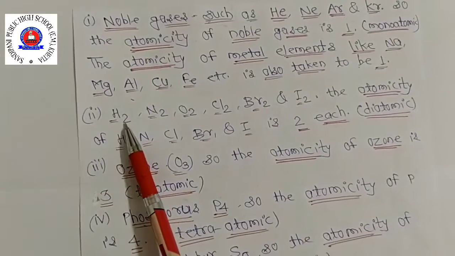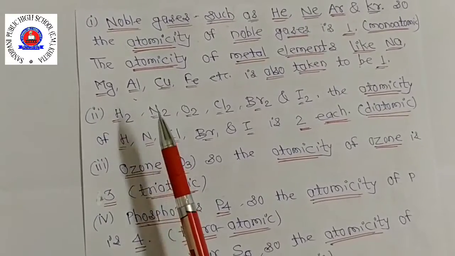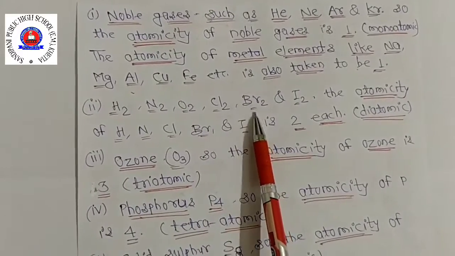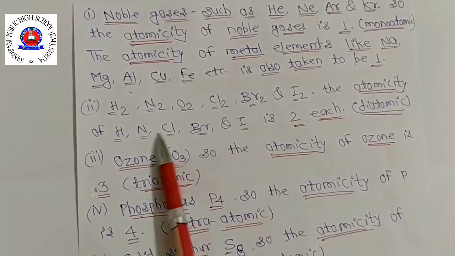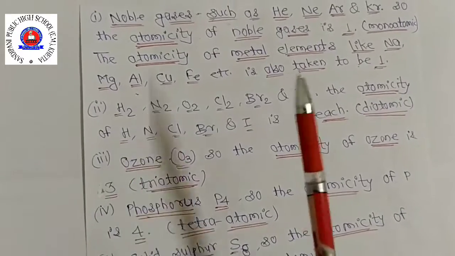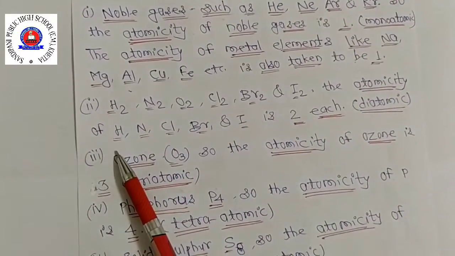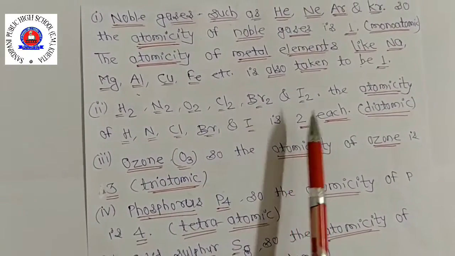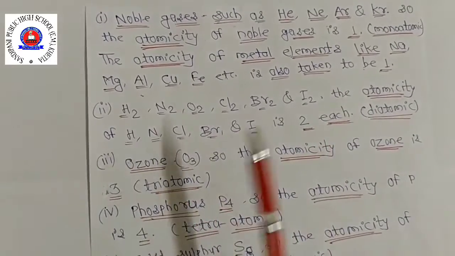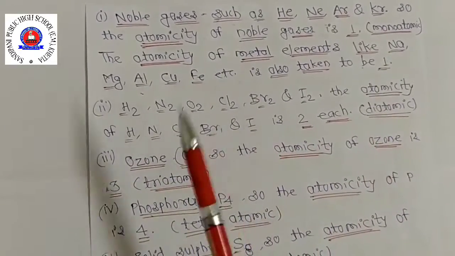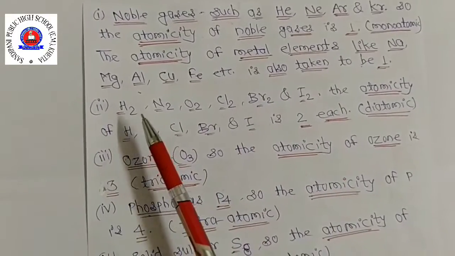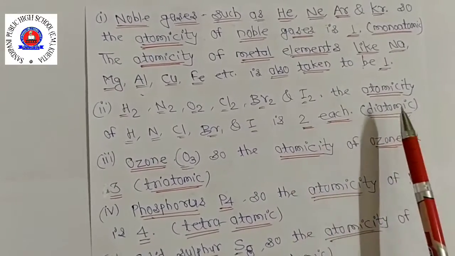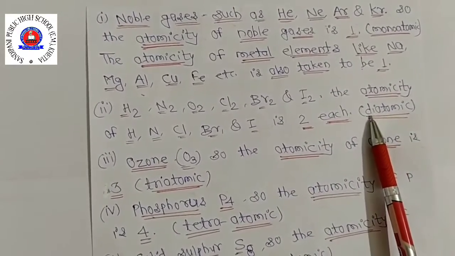Now hydrogen, H2, nitrogen, N2, oxygen, O2, chlorine, Cl2, bromine, Br2, iodine, I2 all have 2 atoms each in their molecules. So the atomicity of hydrogen, nitrogen, oxygen, chlorine, bromine, and iodine is 2 each. In other words, the elements hydrogen, nitrogen, oxygen, chlorine, bromine, and iodine are diatomic. कैसे हैं? Diatomic, having 2 atoms.